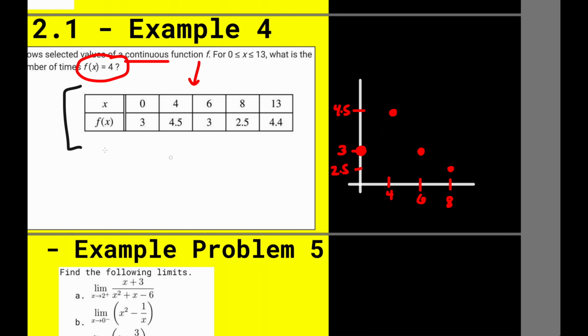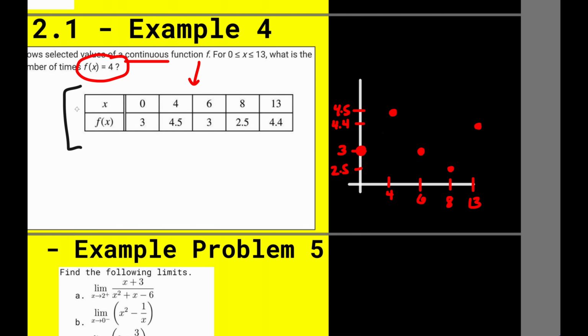Plot that point. And then 13, 4.4. So 13, and then I'm going to put 4.4 right here, and we're going to plot that point. So here are all those plotted points for that continuous function f of x. And it is important to note that you do have to connect all these dots. It doesn't matter how, because it doesn't actually pertain to that.